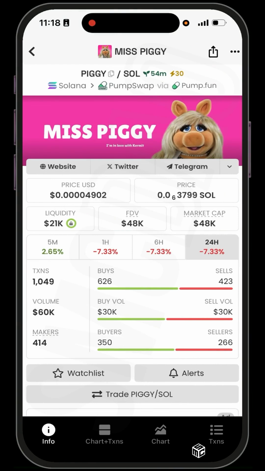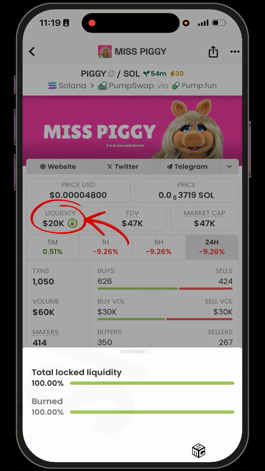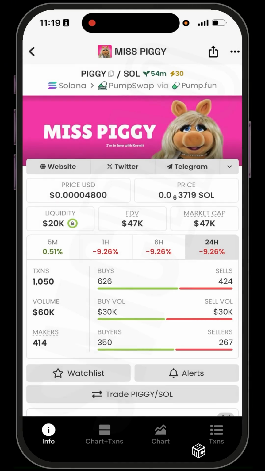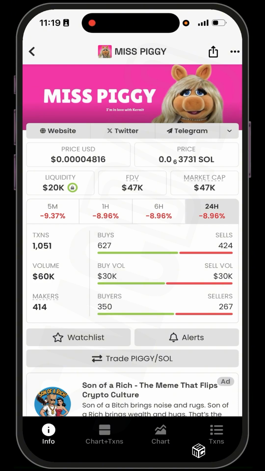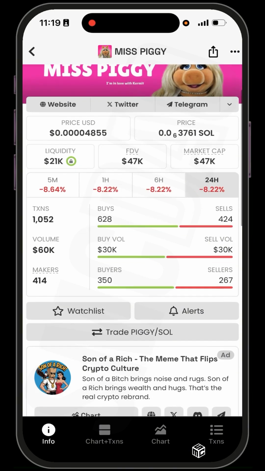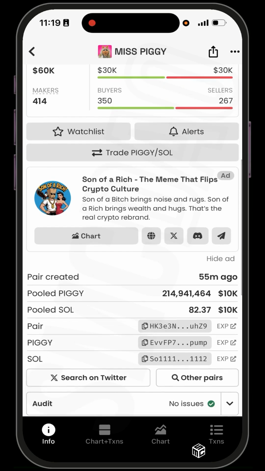Like, let's say I just randomly pick this Piggy/SOL. It's a boosted token. You can see its pair Piggy/SOL, you have 54 minutes, a new pair, and boosted with 30. That's the flash symbol and 30. And you see its liquidity is locked, total liquidity locked and burnt. And it has a market cap of 47k. So you're really early if you try to get on this. That's buys 628, sells 424, volume 60k, buyers 350. It's showing a bullish trend, honestly.